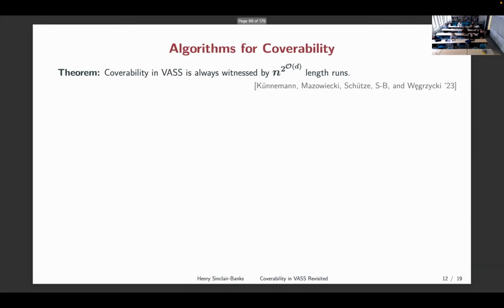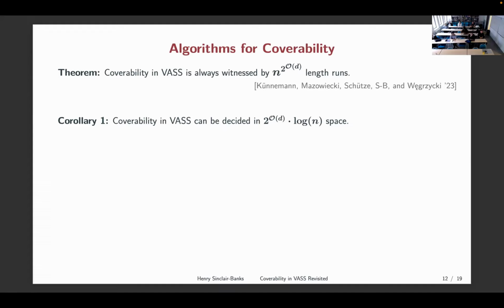So what follows? Well, first we can derive 2 different algorithms for coverability. They're really the same algorithm, but you view their complexity from a slightly different perspective. So the first is that you can decide coverability in exponential space. So how do I do this? Well, if I have runs of this length, imagine now the maximum size of a configuration. If you just have a run of length n to the 2 to the d, then the largest configuration that you can see can be written down using log of that many bits of memory.